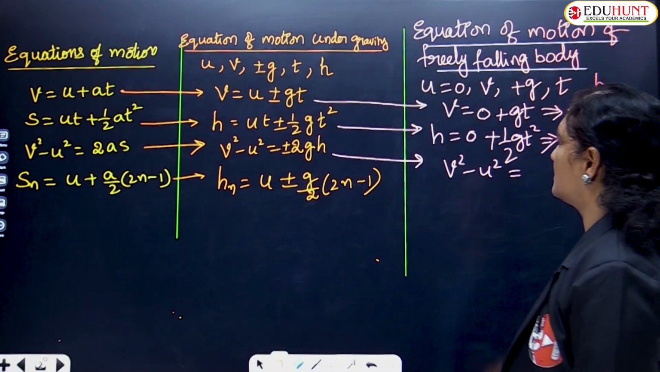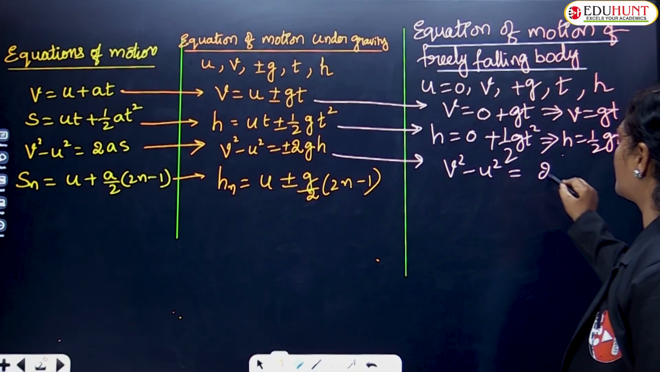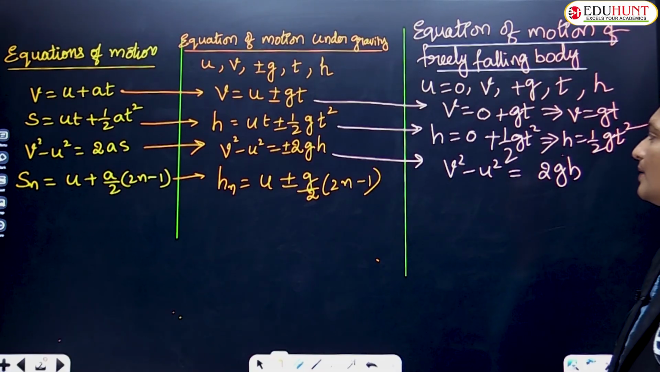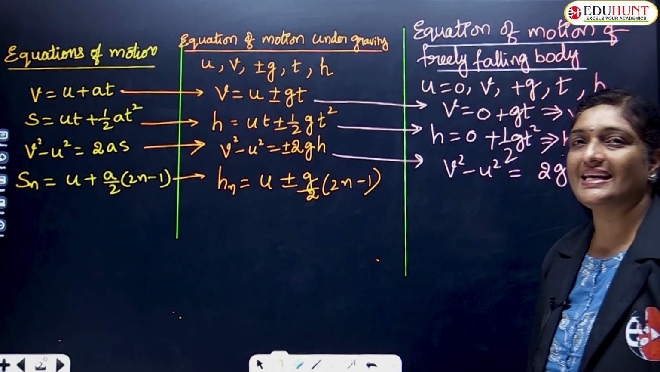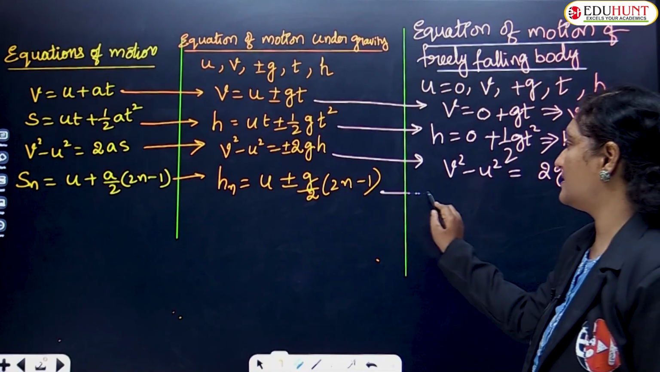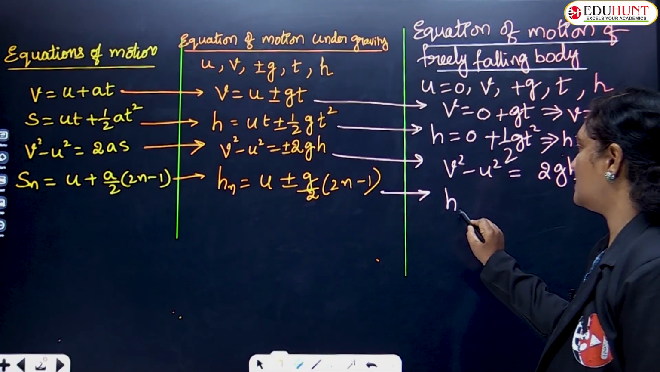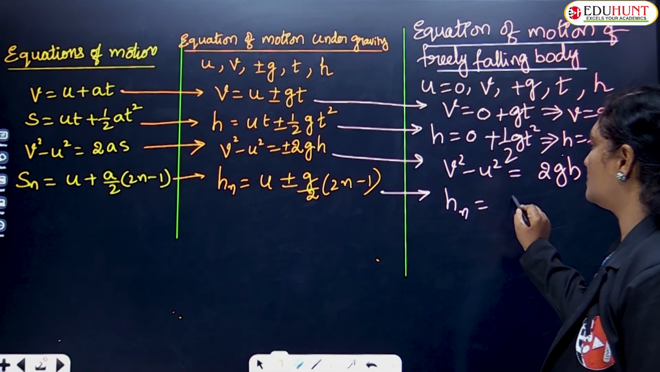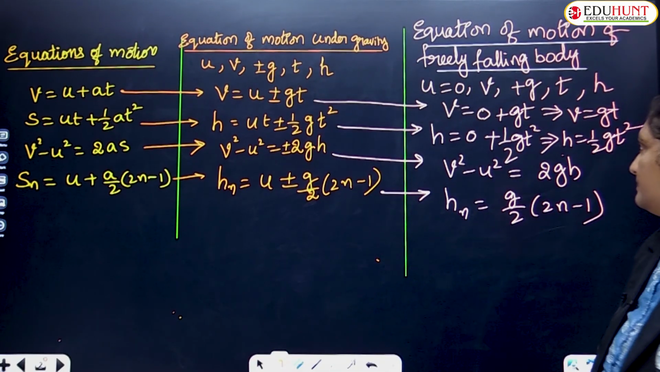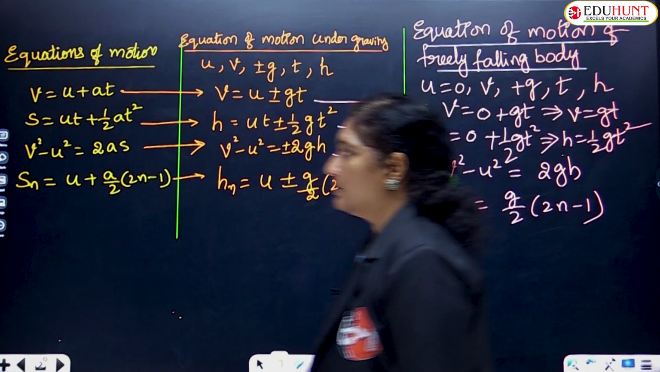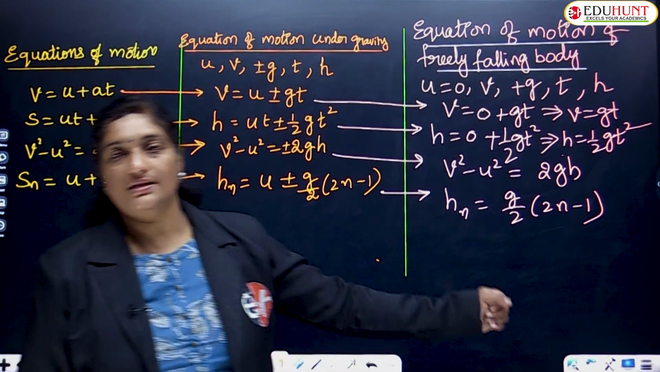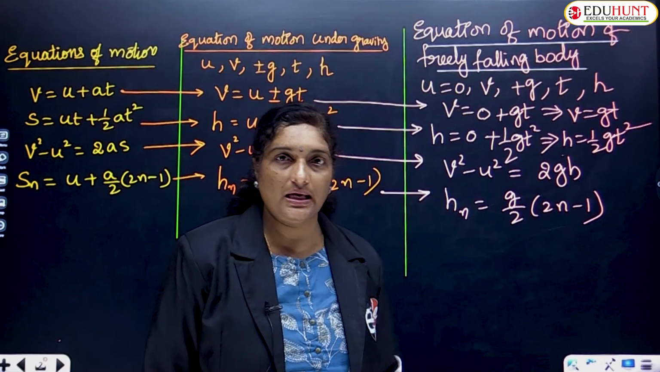So our formula would be, instead of S equals ut plus half at square, we should replace it. The equation should be h equals half g t square, not the nth formula, the generalized formula. h equals half g t square. Because for the freely falling body u is taken as 0, and acceleration is plus g, so h equals half g t square. This formula is to be used for the two bodies.